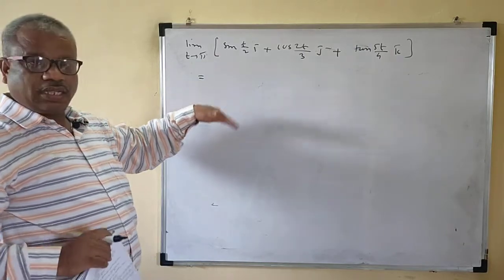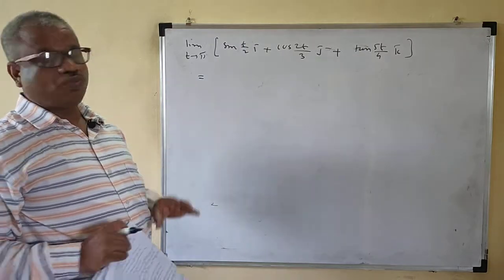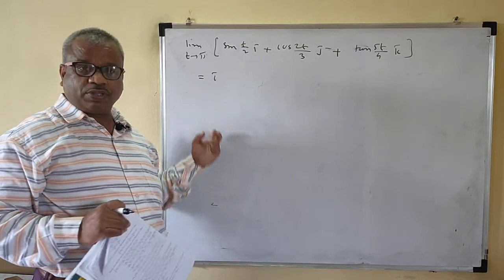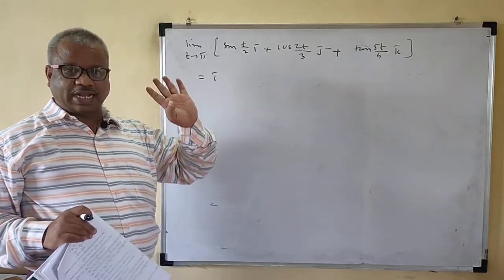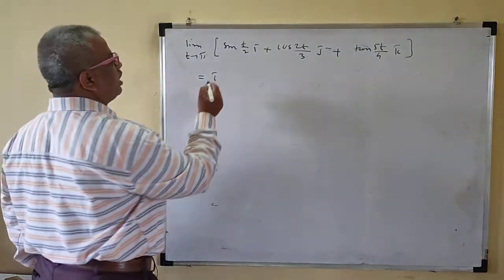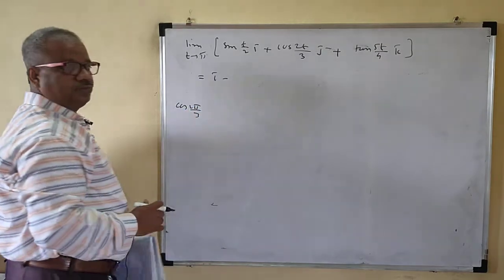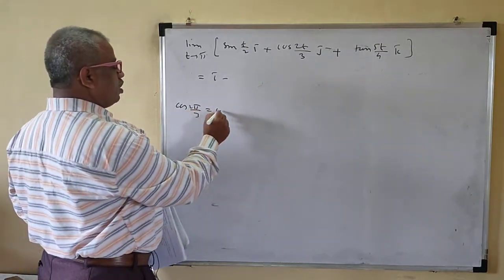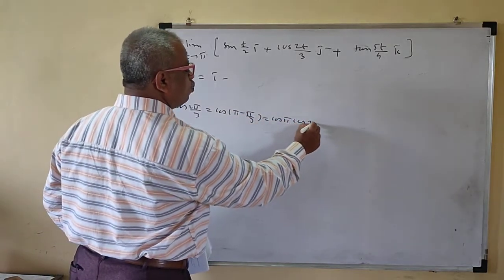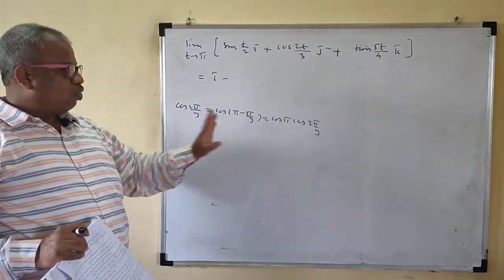So how to check the answer in the options now? What is t? Pi by 2. Sin pi by 2 is 1, so this is i bar. Check which option has the first component as 1. Just tick that one. Now cos 2 pi by 3 means cos of pi minus pi by 3, which is minus cos pi by 3. After that, sin pi is 0, so no need to write that. Cos pi is minus 1.